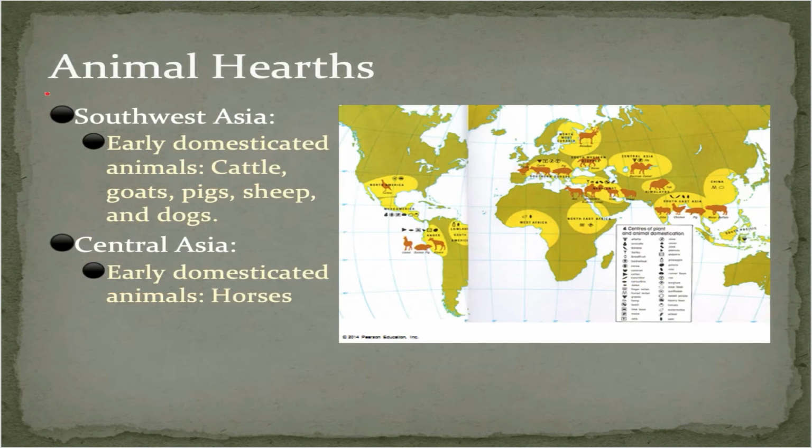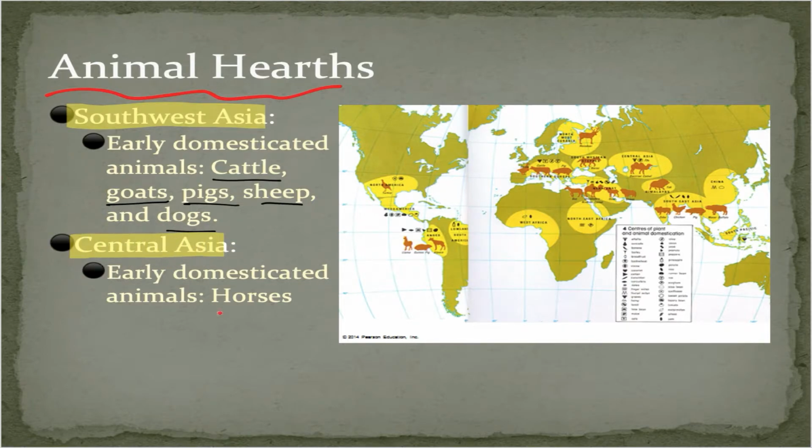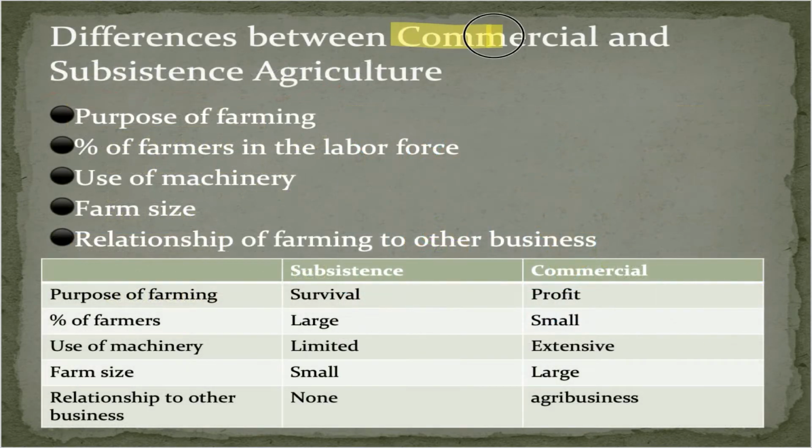And this slide generally shows us some of the origins of the animals we domesticated. So for instance, Southwest Asia, a lot of animals originated from there. Some we still use today, being cattle, goats, pigs, sheep, and dogs. Whereas Central Asia, we had one big one that was introduced into the New World a couple thousand years later, actually. So this is a crucial topic for the AP exam, and we deal with commercial versus subsistence agriculture.